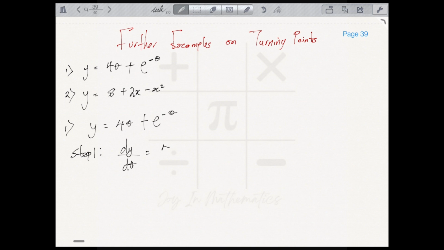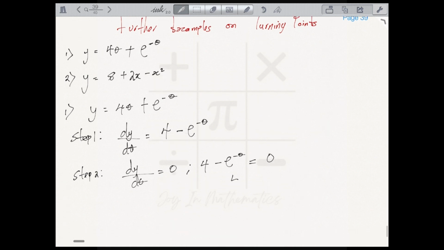And this will give us 4 minus exponential minus theta. The next step, step 2, is to set dy/dθ to be equal to 0. Therefore, we have 4 minus exponential minus theta to be equal to 0. Therefore, 4 is equal to exponential minus theta.